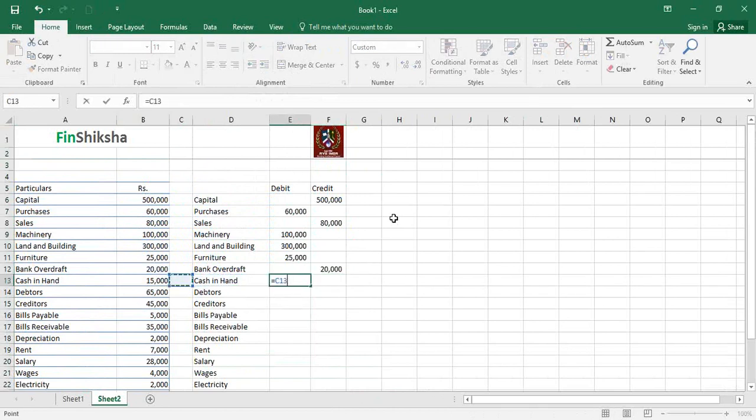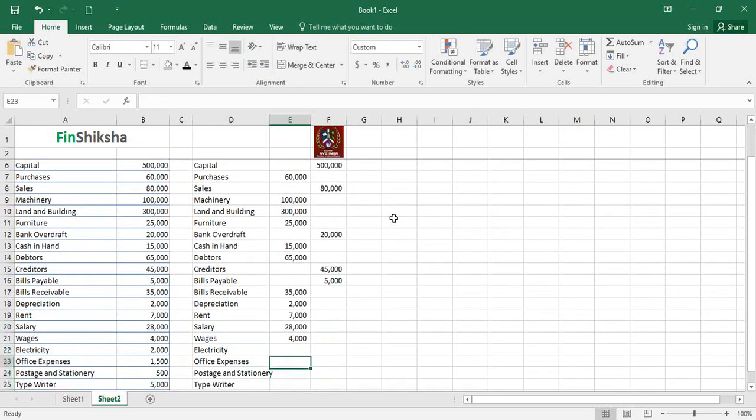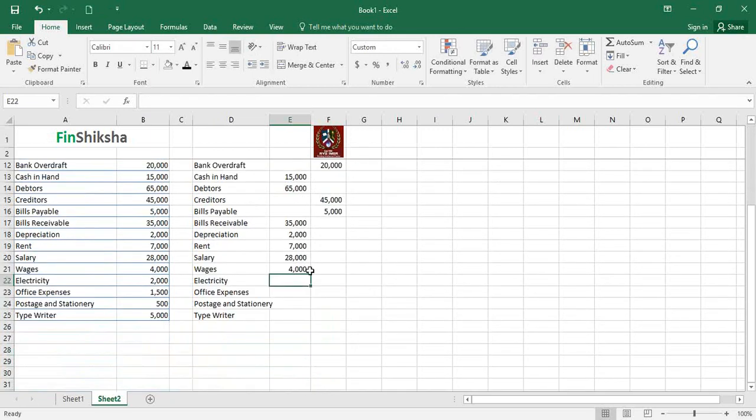Cash in hand is an asset, debit. Debtors are people who have not paid you money, that's an asset, debit. Creditors are liabilities, credit. Bills payable are liabilities. Bills receivable are assets. Depreciation is an expense. Rent is an expense. Salary is an expense. Remember, all expenses will get debited. Wages, electricity, office expenses, postage and stationery, everything is an expense. So everything gets debited, right?